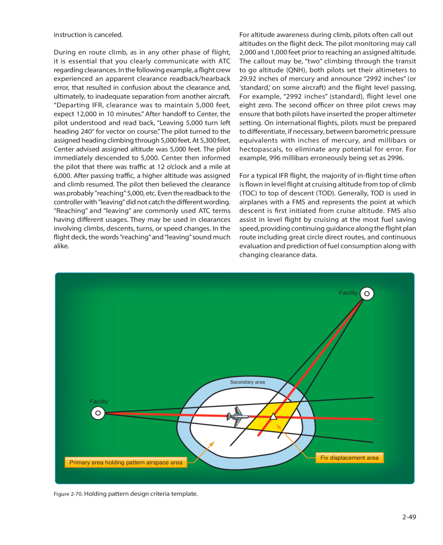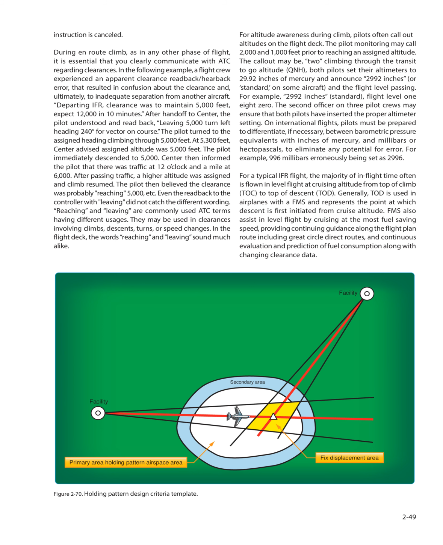The pilot then believed the clearance was probably reaching 5,000, etc. Even the readback to the controller with leaving did not catch the different wording. Reaching and leaving are commonly used ATC terms having different usages. They may be used in clearances involving climbs, descents, turns, or speed changes. In the flight deck, the words reaching and leaving sound much alike.